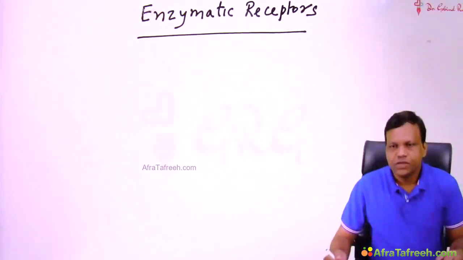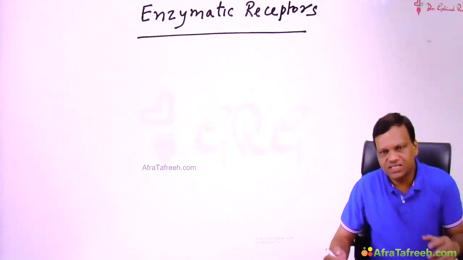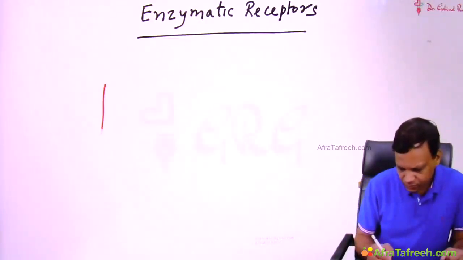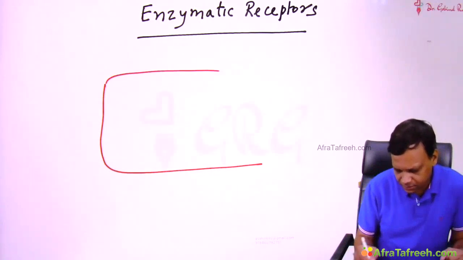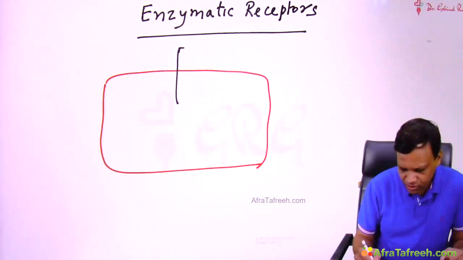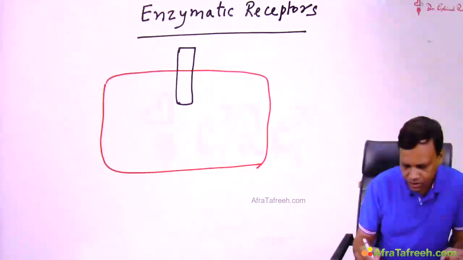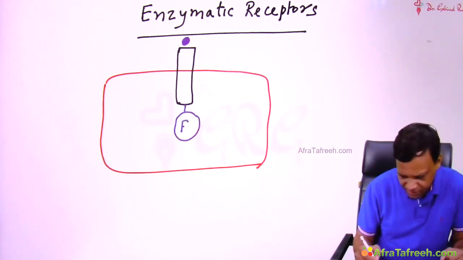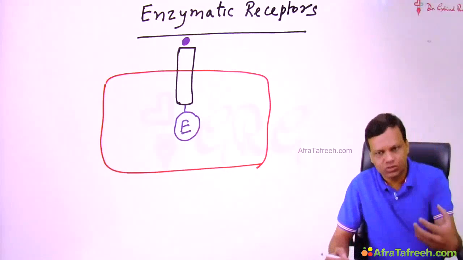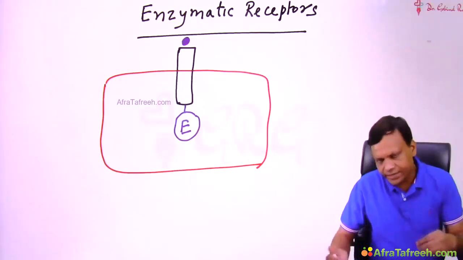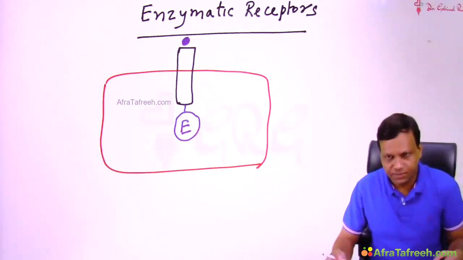Enzymatic receptors. So we already discussed the basics of enzymatic receptors. We discussed that these are the receptors which have two ends, extracellular and intracellular. On the extracellular face, the drug binds, and on the intracellular side there is usually some enzyme. So when the drug binds outside, the enzyme is activated inside. So we will discuss these enzymatic receptors in a little more detail.